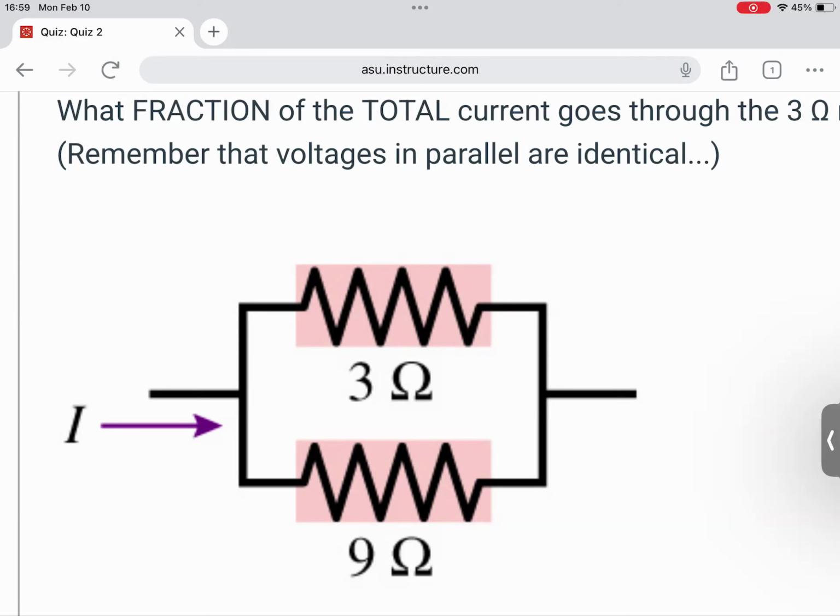Last chance for follow-ups here. Yeah, please. Absolutely. Tell me. Okay, what would you get for the total resistance? Nope. These are in parallel. Use the parallel formula. 12 would be if they're in series.